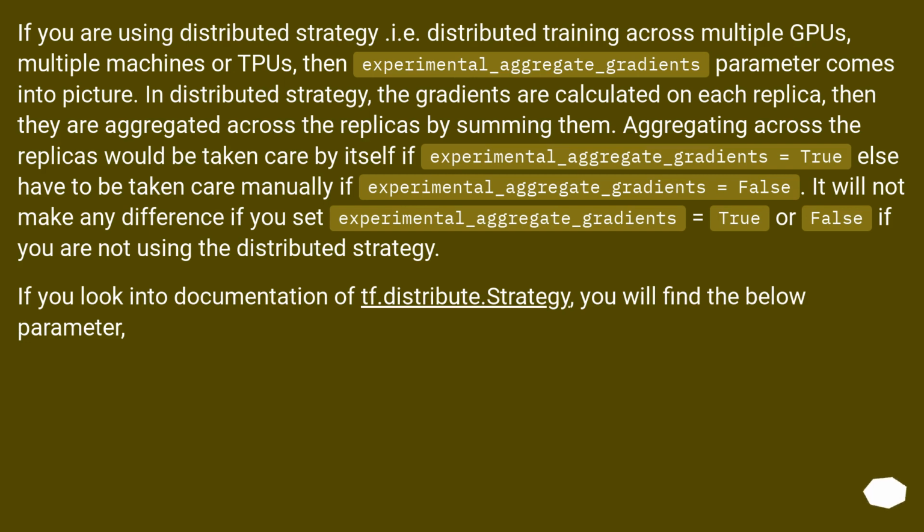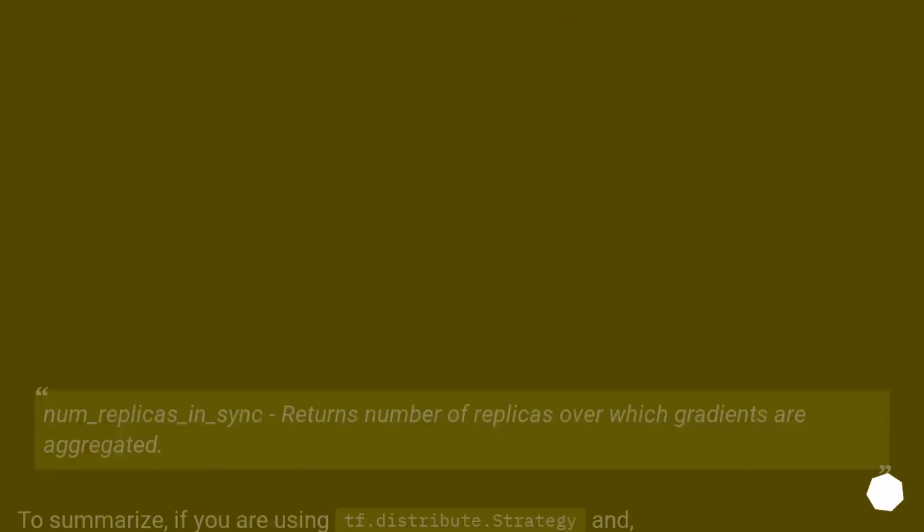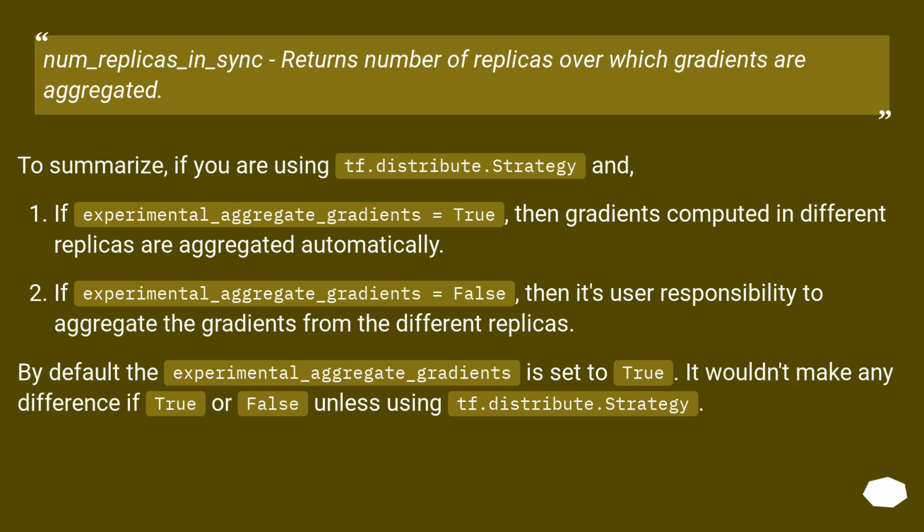It will not make any difference if you set experimental_aggregate_gradients equals true or false if you are not using the distributed strategy. If you look into the documentation of tf.distribute.Strategy, you will find the below parameter. num_replicas_in_sync returns the number of replicas over which gradients are aggregated.